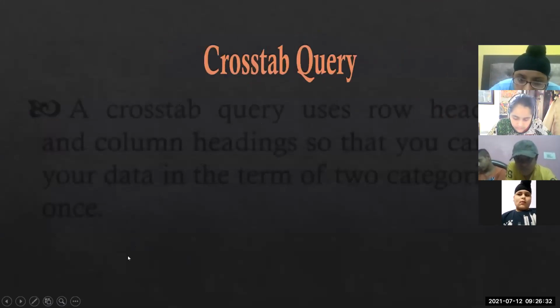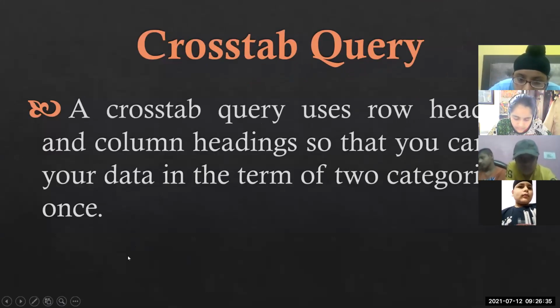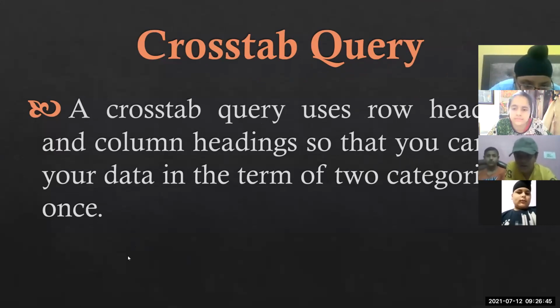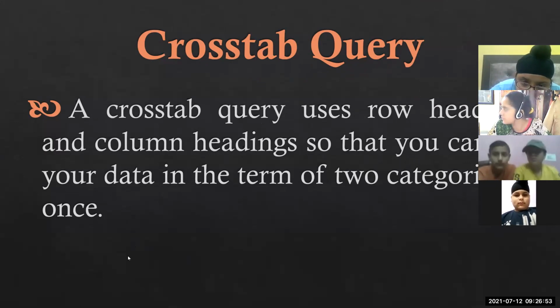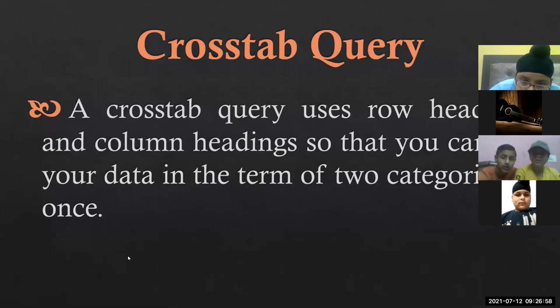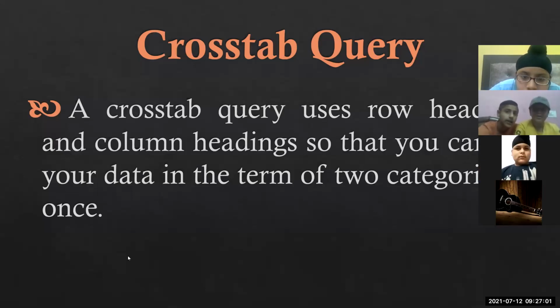Okay. Next is cross-tab query. A cross-tab query uses the row headings and column headings so that you can see your data in terms of two categories at once. कि एक ही टाइम पे मेरे पास कुछ कॉलम एज अ हेडिंग आ रहे हैं, कुछ कॉलम एज अ रो हेडिंग आ रहे हैं, इधर रो में आ रहे हैं, कॉलम में आ रहे हैं, and I can see the records according to the two categories. I can see the records according to match wise. I can see the record according to player wise. So both ways I can specify the fields as a column heading, as a row heading also. That is called cross-tab query.